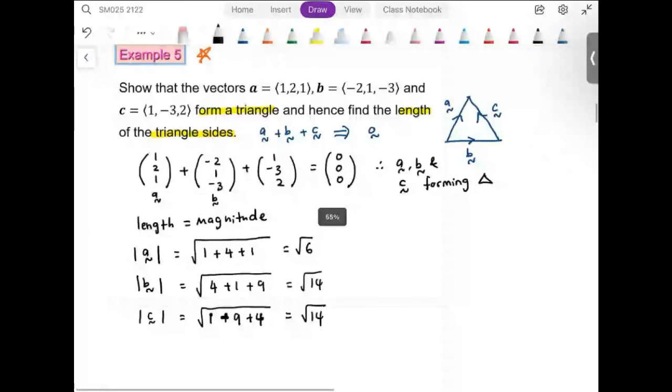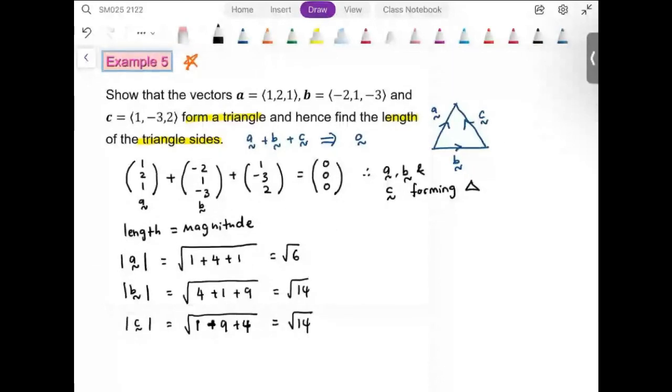Okay. Ini pattern saya letak star kat situ. Quite famous juga soalan. How do we prove that vectors are forming a triangle? So ingat, ulang banyak kali ni. Hasil tambah sama dengan kosong. Kalau ada minta cari length, cari panjang, cari distance, that is basically a magnitude.